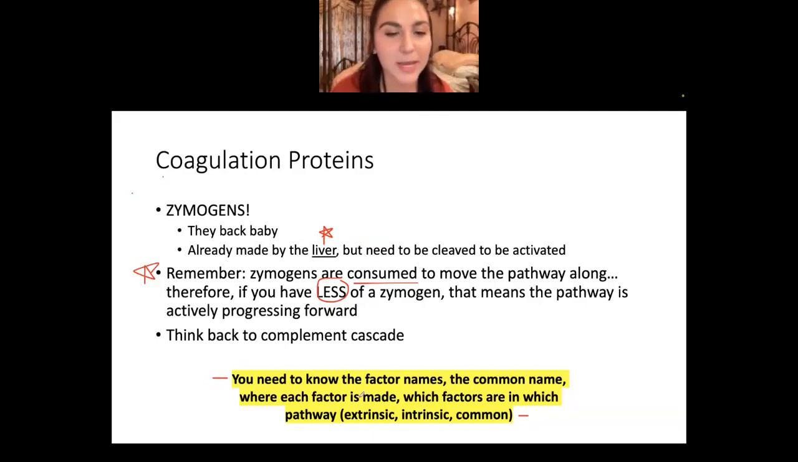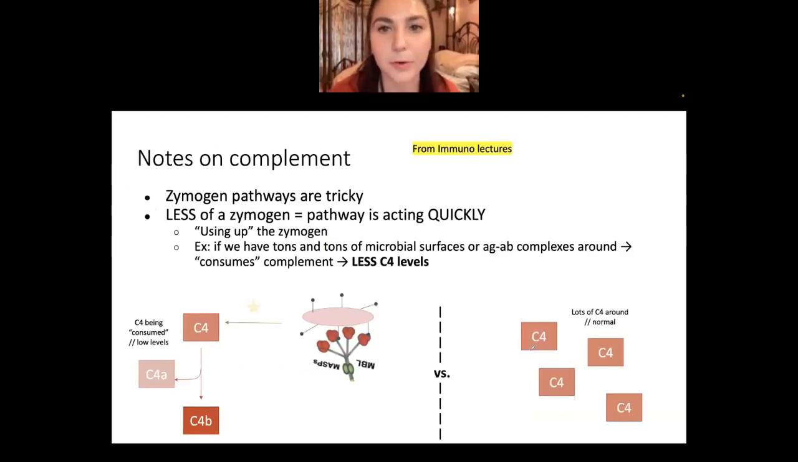Also know where each factor is made. Like I said, mostly they're made in the liver, but I think there are three exceptions where they're not. And then which factors are in which pathway, and we're going to go through that: the extrinsic pathway, the intrinsic pathway, the common pathway, or both, or all. Okay, then notes on complement. This is straight up from the immuno lectures. As a reminder, zymogen pathways are tricky.